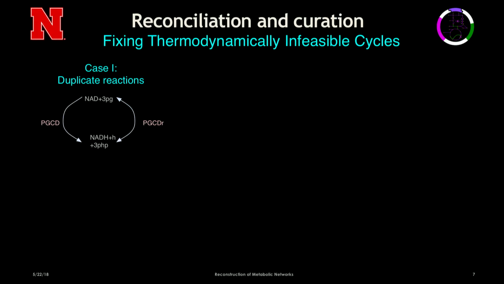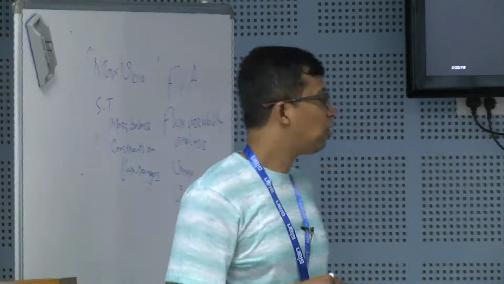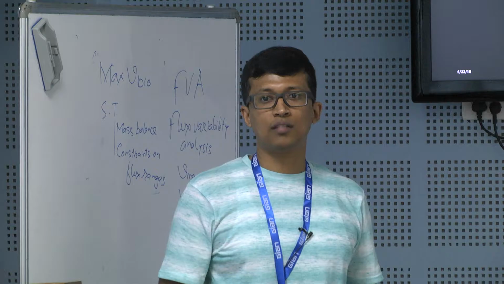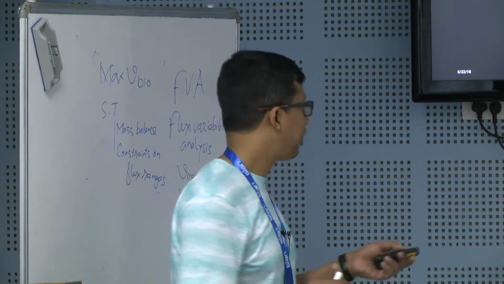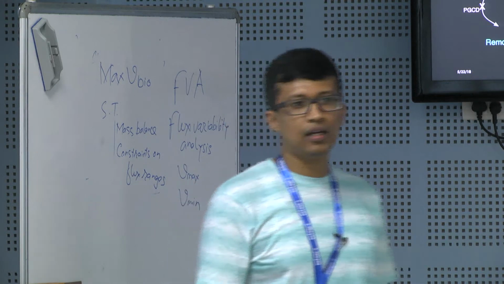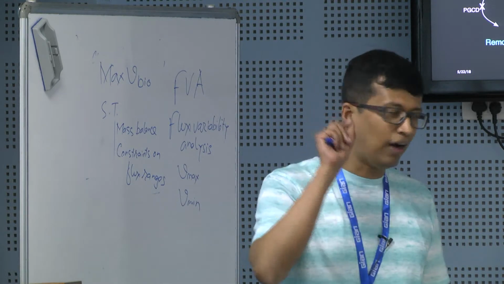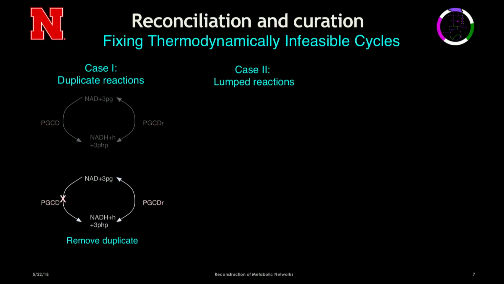So, it's an error from the modeling task. Sometimes we create a model automatically, as KBase does, we will see this afternoon. So, you can have duplicate reactions. You can have reactions which are doing the same thing, one irreversibly, the other one reversibly. In that process, you are creating a cycle. So, the quick fix would be to get rid of the irreversible one, and your problem is solved, right? That is just one case. The second case is lumped reactions.